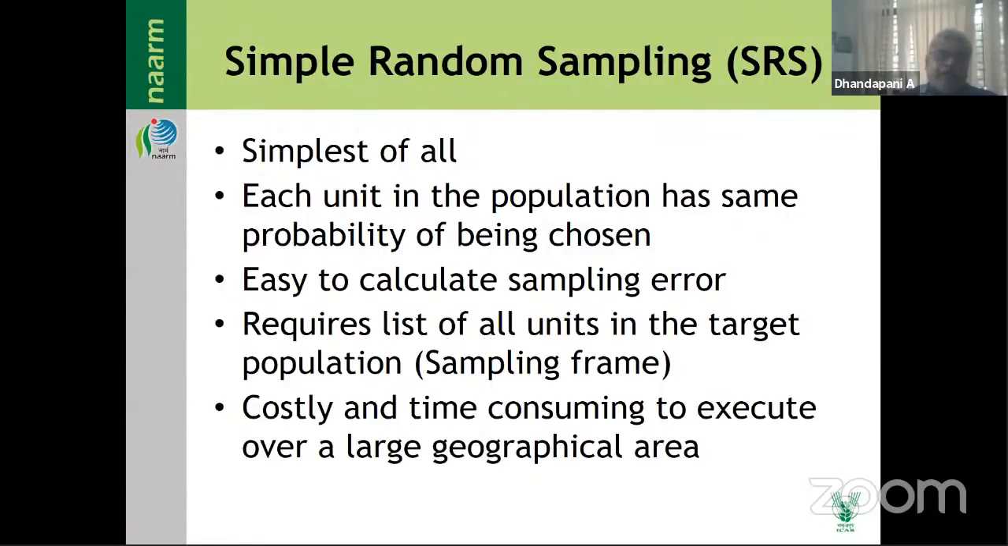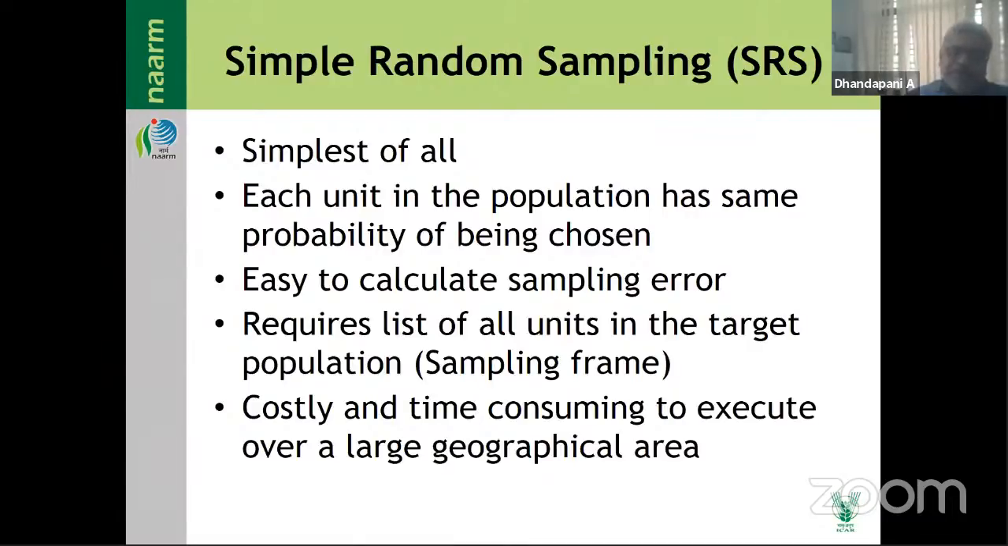So I cannot spend my time to generate this sampling frame, because that itself is going to be costly as well as time consuming, as I need to have the complete frame. No way you are having it. So that is the reason you cannot use this, even though it is very simple. You cannot use it for a large geographical area, but it does not mean that it is not being used. It will be used in a different way.